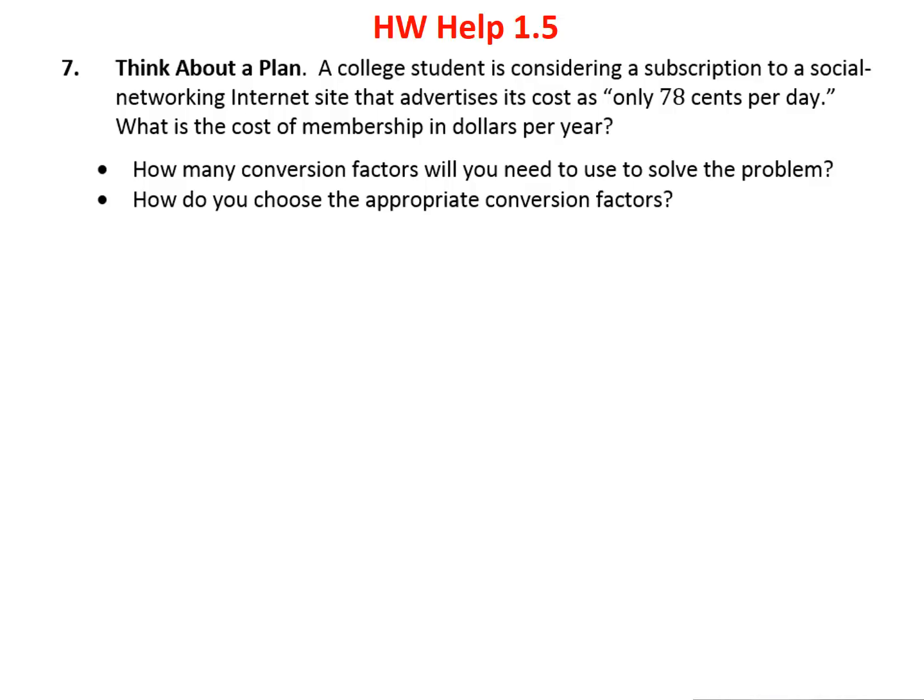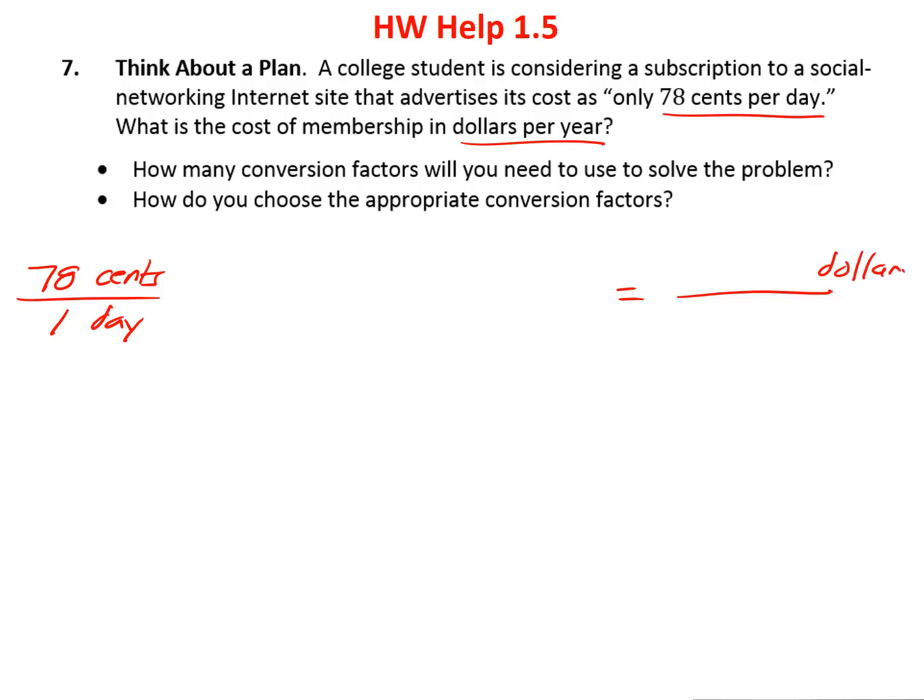Think about a plan. A college student is considering a subscription to a social networking internet site that advertised it only costs 78 cents per day. What is the cost in membership in dollars per year? Okay, so you notice we're going from 78 cents per 1 day, and we want to end up over here with dollars per year. Well, the first question is, how many conversion factors do we need? Well, that's easy. That's going to be 2.